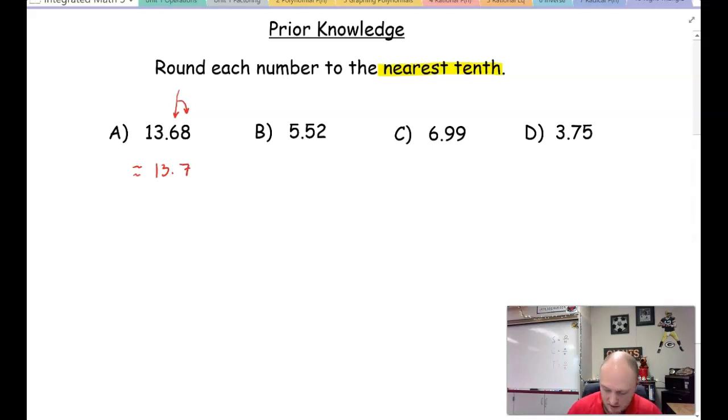All right, B. Again, I need to round to the nearest tenth. So I'm going to look next door. 2, is that 5 or more or 4 or less? 4 or less, so this is approximately 5.5.